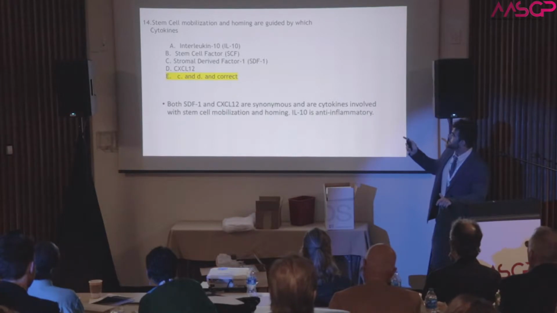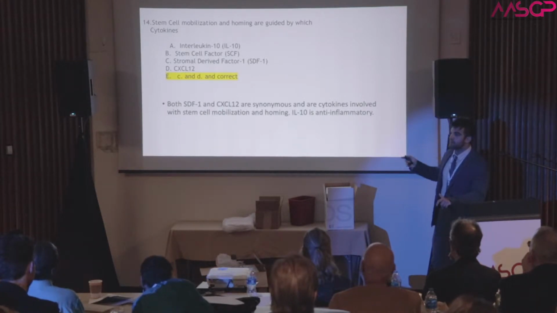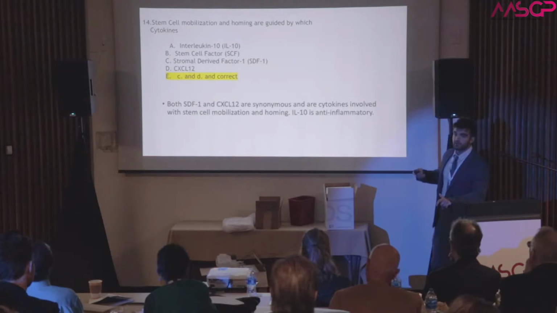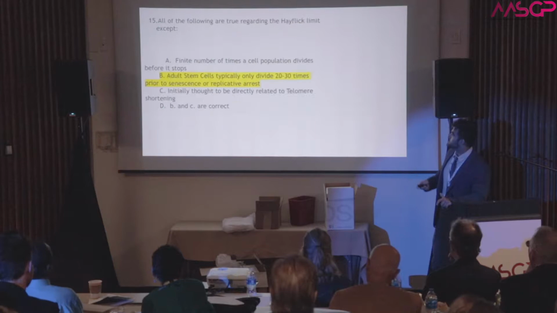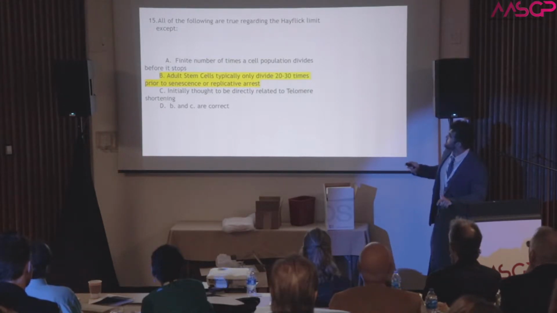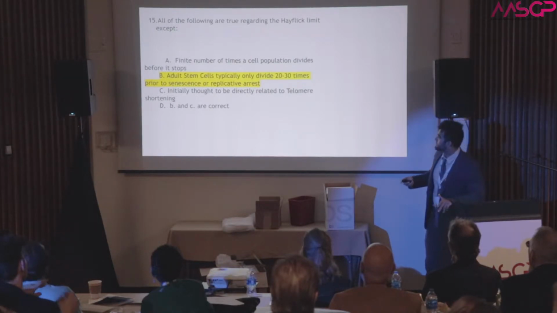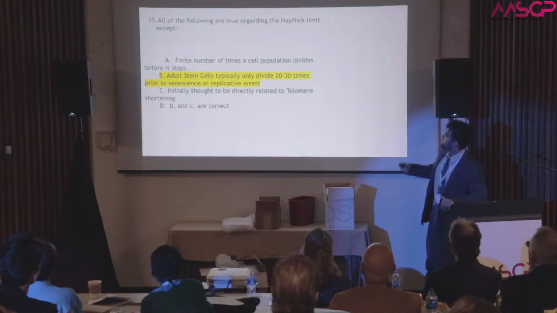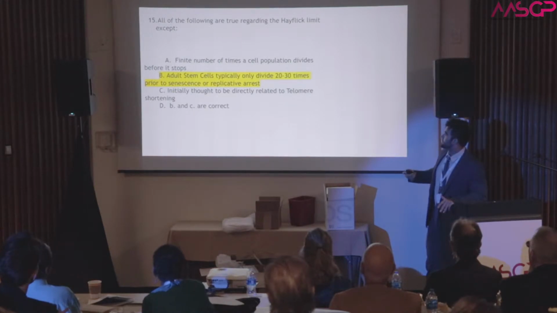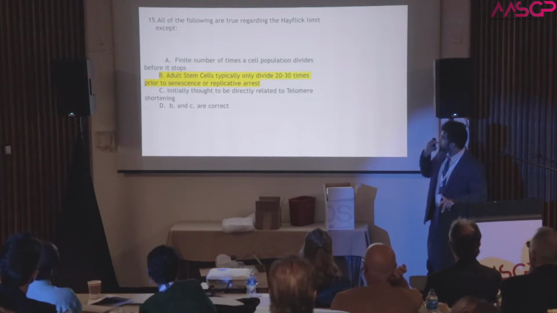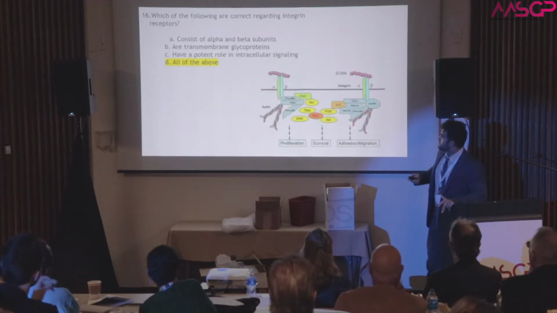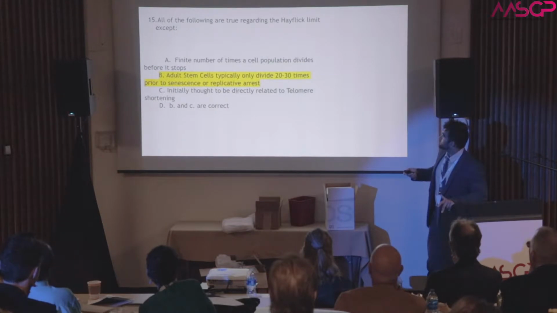In talking about the other ones, IL-10 is always anti-inflammatory. It stops the inflammatory process along with transforming growth factor beta. Stem cell factor is not involved with this. All the following are true regarding the Hayflick limit. This is just more facts to know. Basically, the Hayflick limit is describing how much stem cells can proliferate before senescence or arrest. The wrong answer here is that they divide 20 to 30 times exactly.